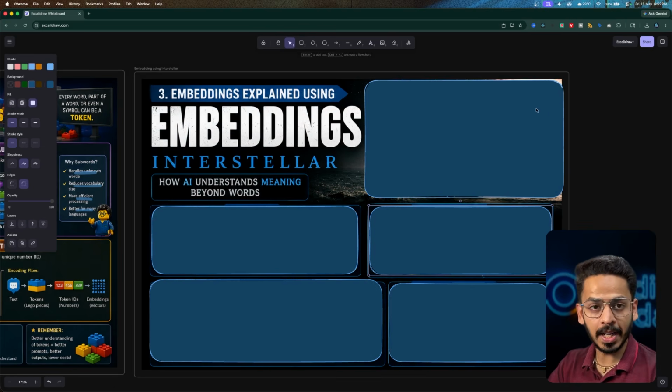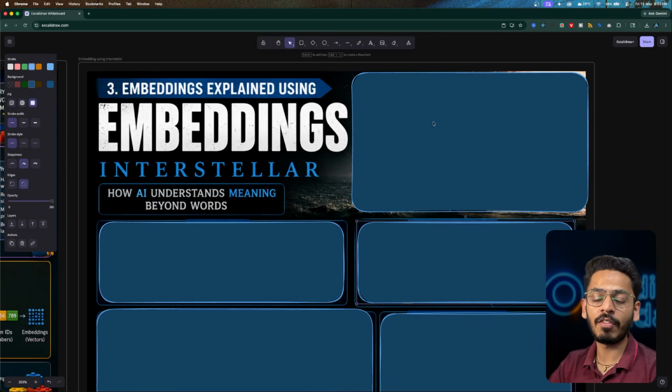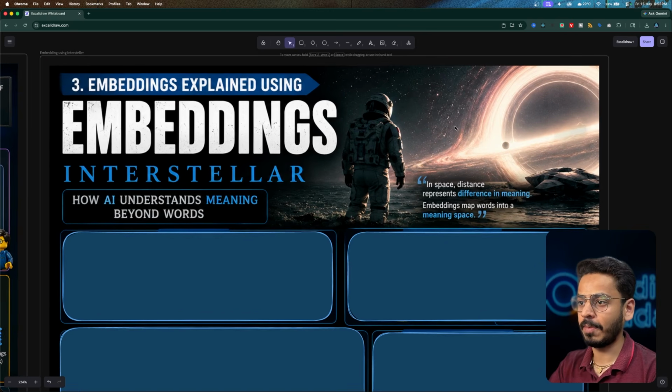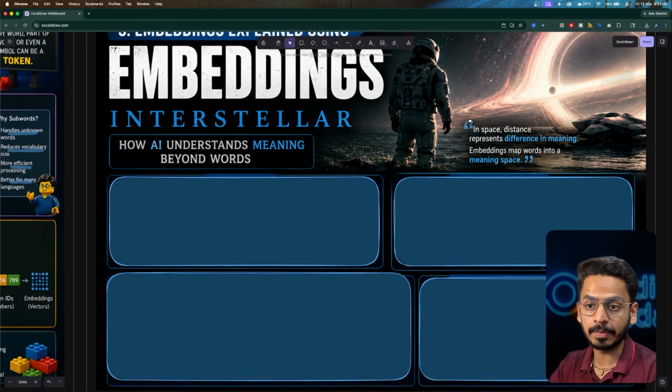So, embeddings with the help of Interstellar. Let's understand each and everything one by one. First thing that we say: in space, the distance represents difference in the meaning. Embeddings map words into meaning space. Always remember, in terms of AI, the distance represents difference in the meaning.